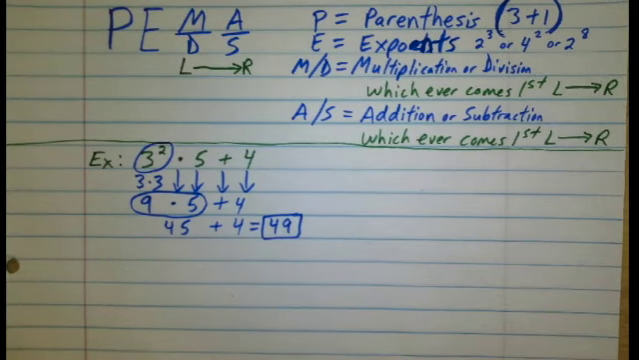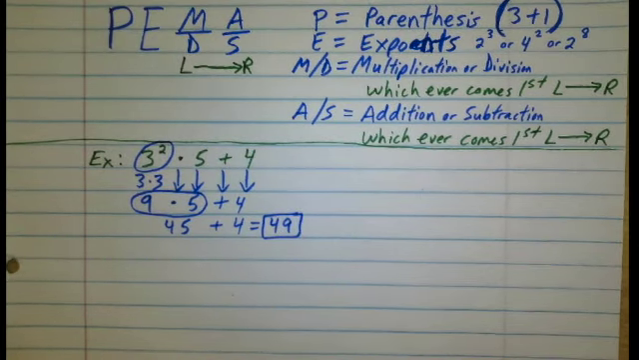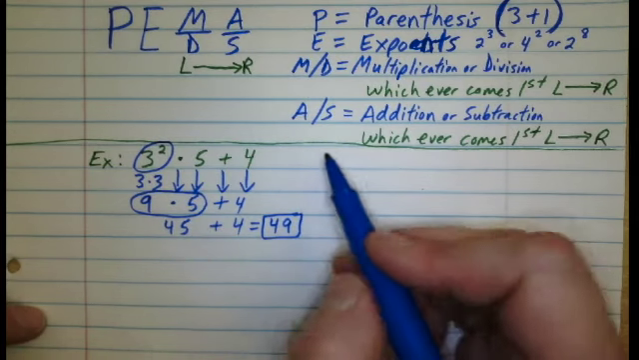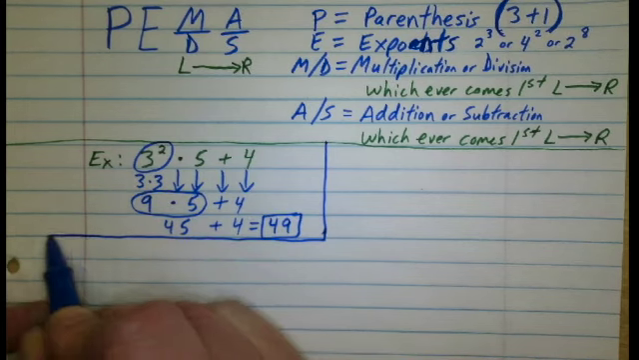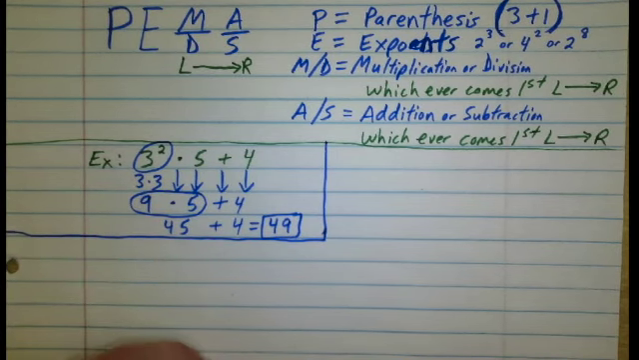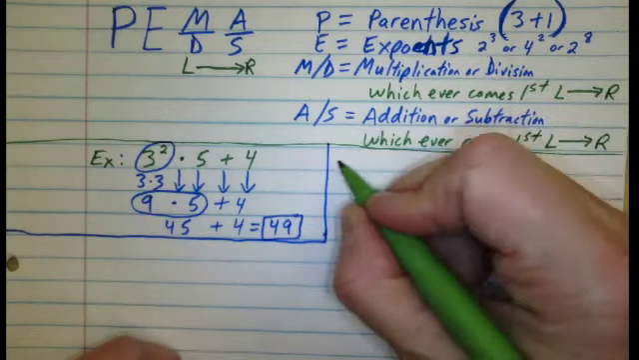So each step, each line, you're only solving one problem instead of multiple problems. That's my advice. If you get to doing too many at a time, you will make an error. So I advise doing one at a time. We'll do another example over here to this side.